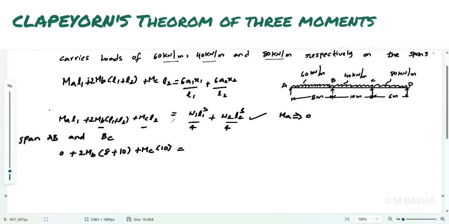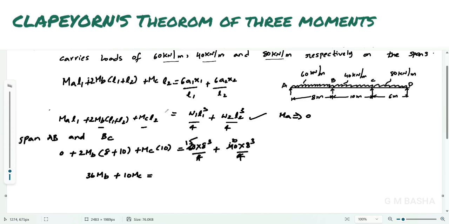what about W1? You just see here once again, 60 into L1, which is 8 cube by 4, plus W2, which is 40, into 10 cube by 4. You please simplify this one. 18 into 2 is 36 MB plus 10 MC. Again simplify this one. Please make use of calculators, and directly you will get the answer.